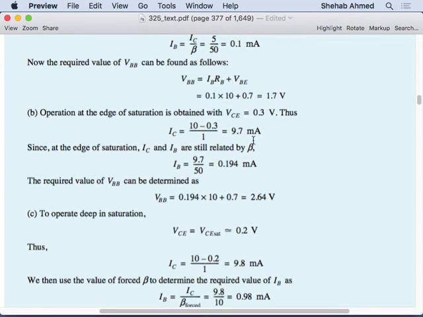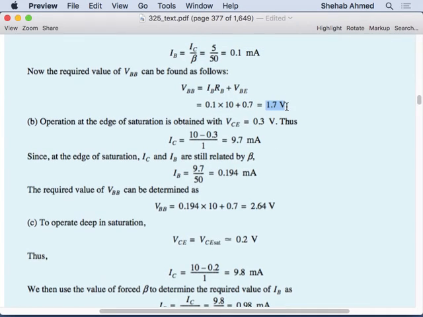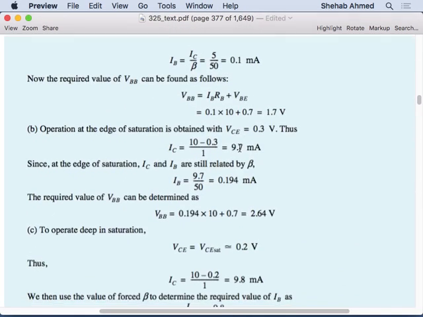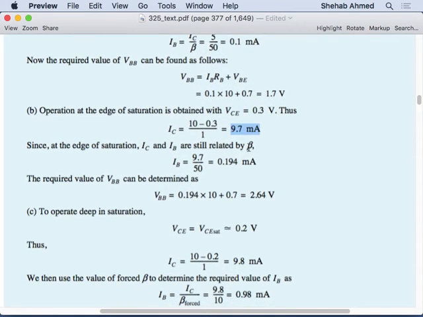So what happened was I increased VBB to 2.64 from 1.7, so the base voltage was increased, hence the base current was increased from 0.1 to 0.19, right? And because I have a nice beta, I got a huge increase in collector current from 5 milliamps to about 10 milliamps, right? So because of my beta.